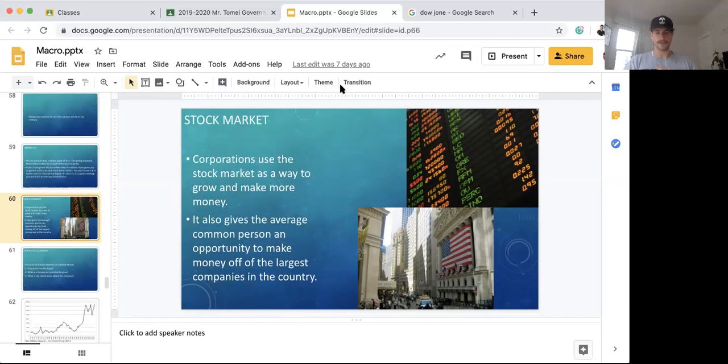But for us, we are going to talk about the stock market today. We're going to learn a lot about that. We are going to explore it because it has a lot of real life implications for us right now with coronavirus. So I've shared the screen and we're going to start here on slide 60 at the stock market.